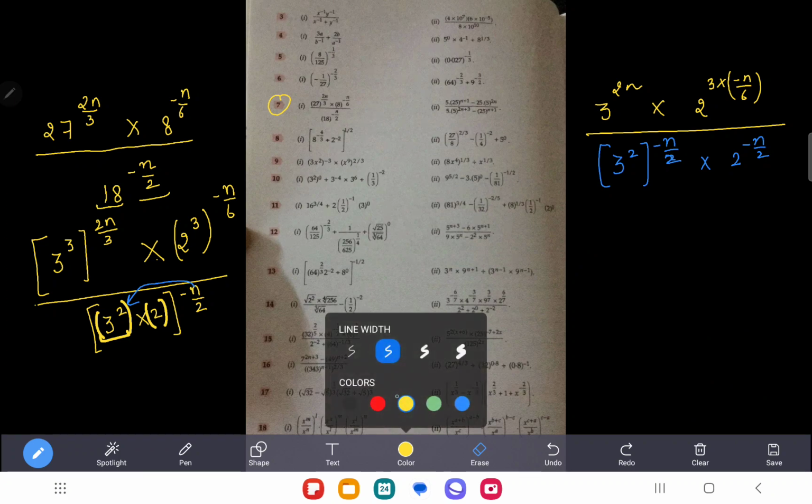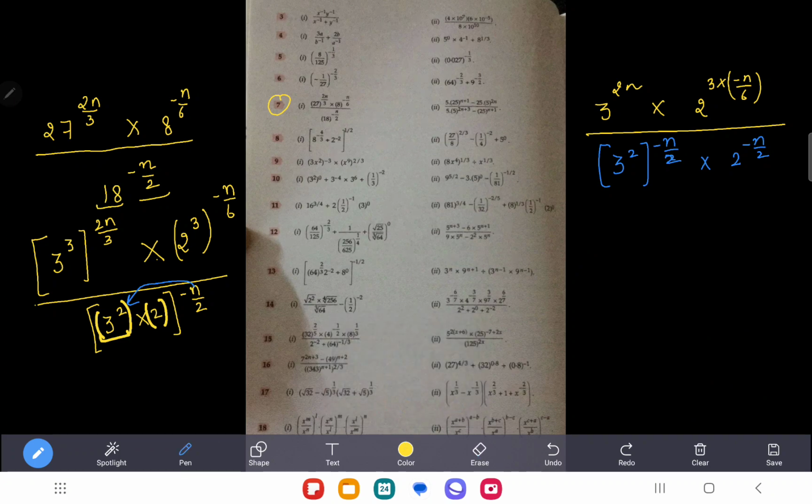Tell me. 3 cancels 3, so the power becomes 2n, raised to the power minus n by 2, over this. So this becomes 3 raised to the power minus n times 2 raised to the power minus n by 2. So do you understand that this cancels fully? What do you think you have right here?